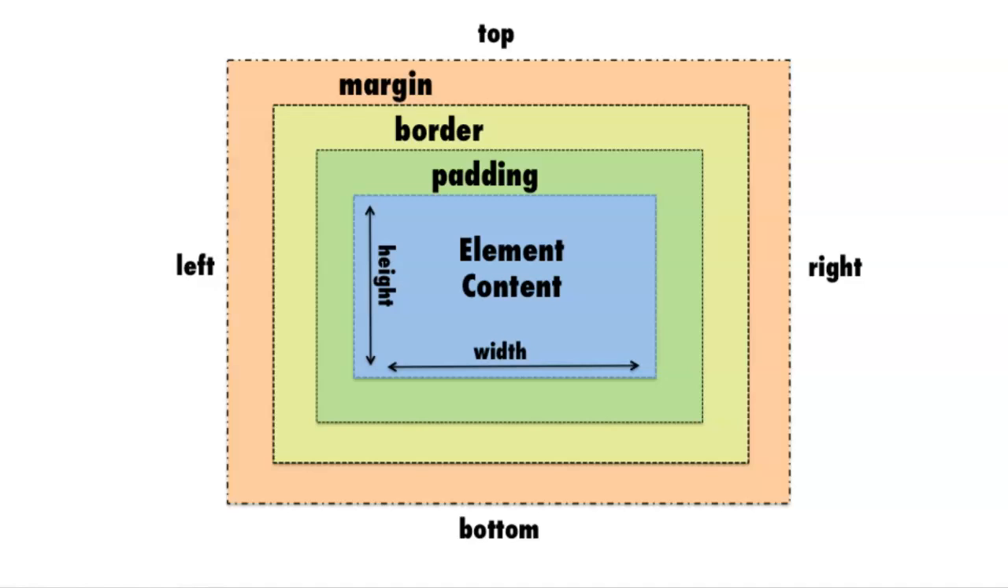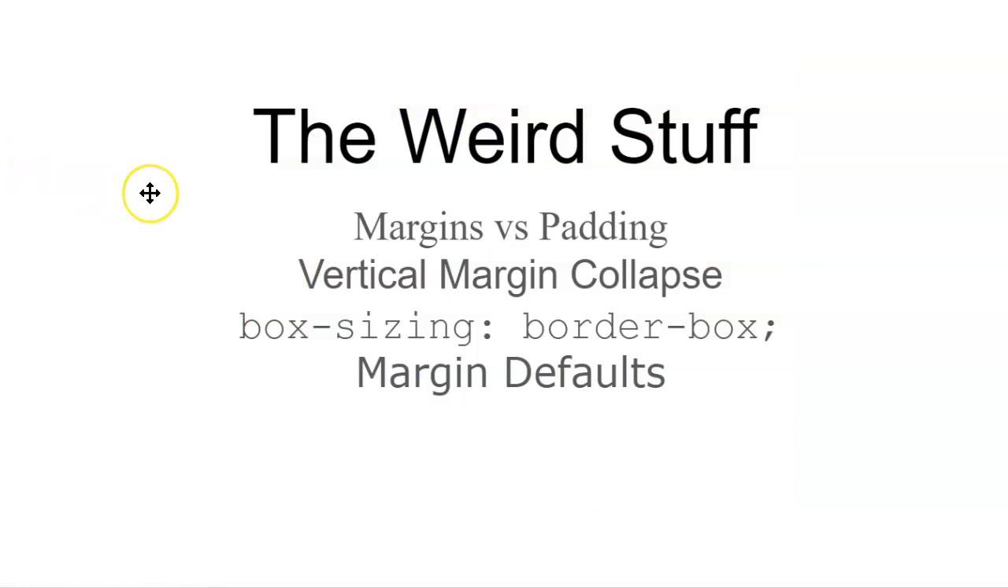And what I found out is there are some gotchas and just some weird things. And that's what I want to talk about today, to share with you what I learned so that you can master this beast. We're going to talk about when to use margins versus padding, what vertical margin collapse is, how to set your box sizing to border-box so that things size properly, and what some margin defaults are. So let's get into it.